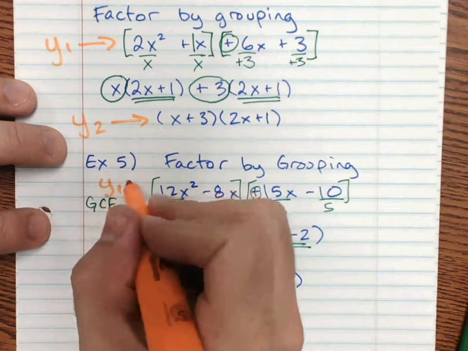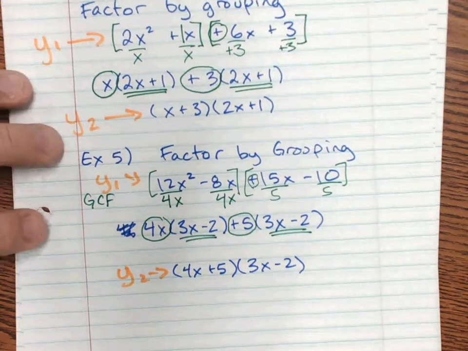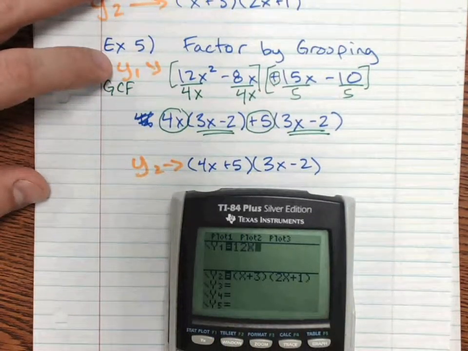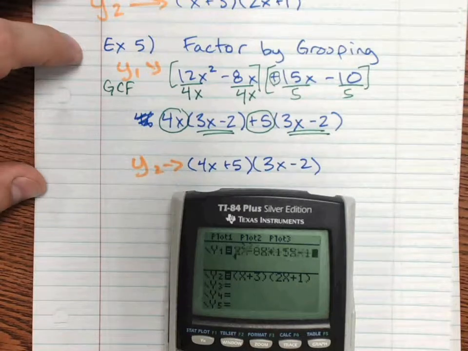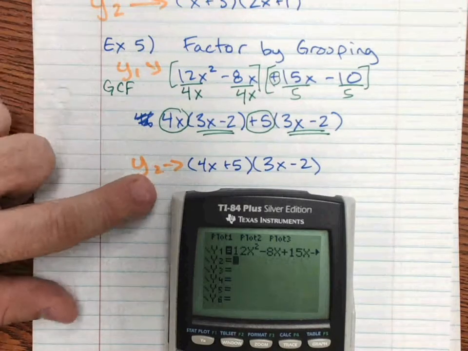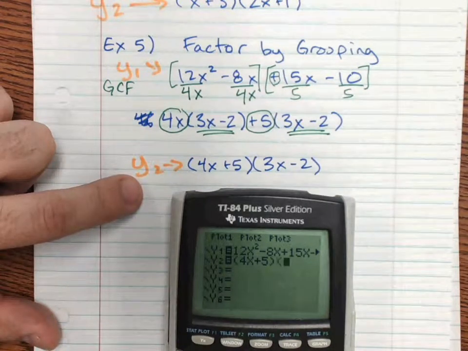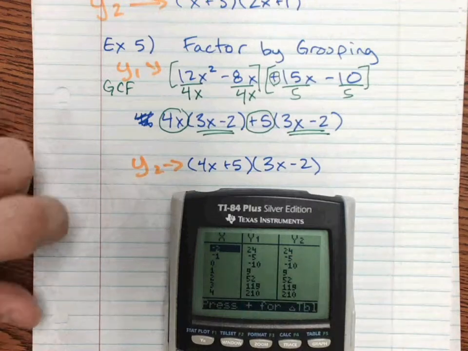Check our answers using y1 and y2 to make sure that we've done this correctly. So 12x squared minus 8x plus 15x minus 10 on the first line. My second line will be what I believe to be the answer, 4x plus 5 times 3x minus 2. Enter, check my tables, and sure enough, my answers are identical again.